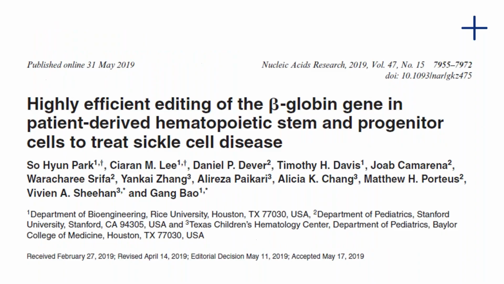So in our next paper, entitled Highly Efficient Editing of the Beta Globin Gene in Patient-Derived Haematopoietic Stem and Progenitor Cells to Treat Sickle Cell Disease, we're going to take a slightly different track. Here the authors use the CRISPR-Cas9 system to correct the sickle cell mutation in the affected gene. The study uses human bone marrow-derived and peripheral blood stem cells, and analyzes their ability to differentiate into red blood cells following the gene correction, and also their ability to engraft in vivo in a mouse model.